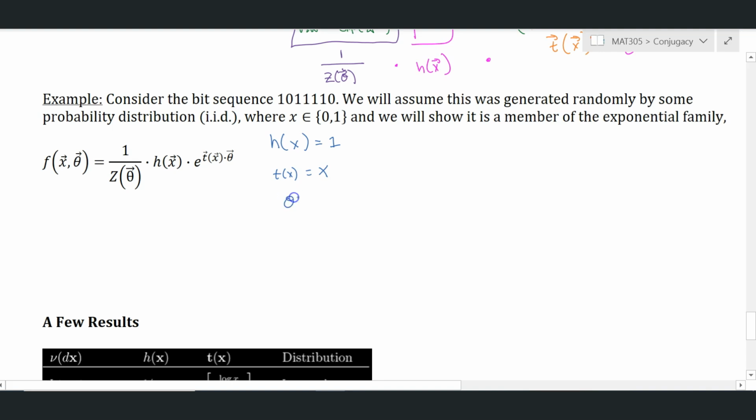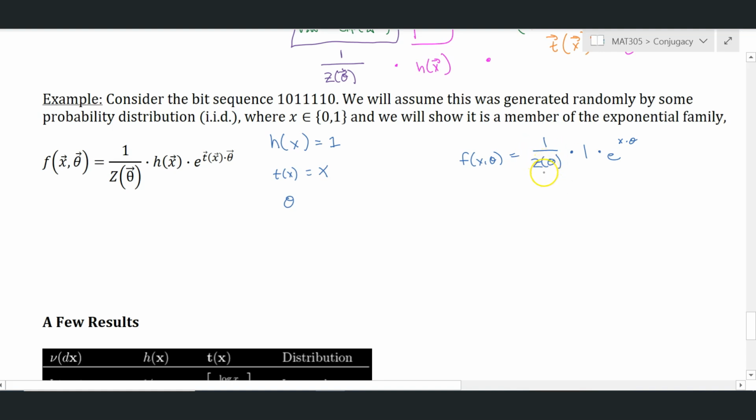So theta is going to be some parameter, in this case some scalar, and for all intents and purposes it's just theta, right? We can figure out what theta needs to be when we plug it all in. Okay, so far we know that f of x comma theta is going to be 1 over z of theta times h of x, which is just 1, times e to the t of x, which is x, times theta. And now what we need to know is what is z of theta.